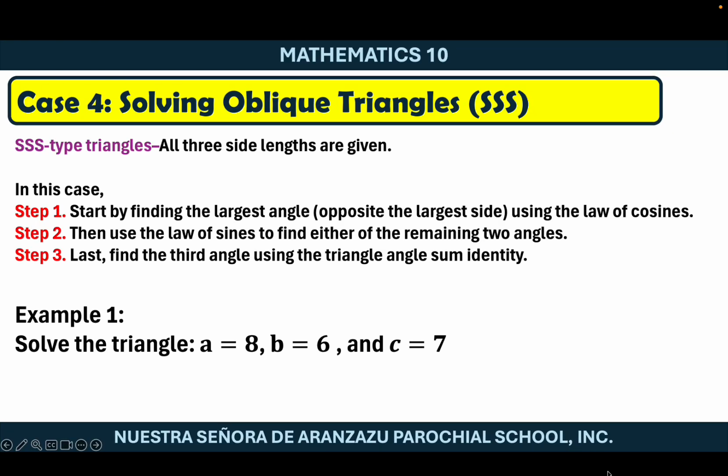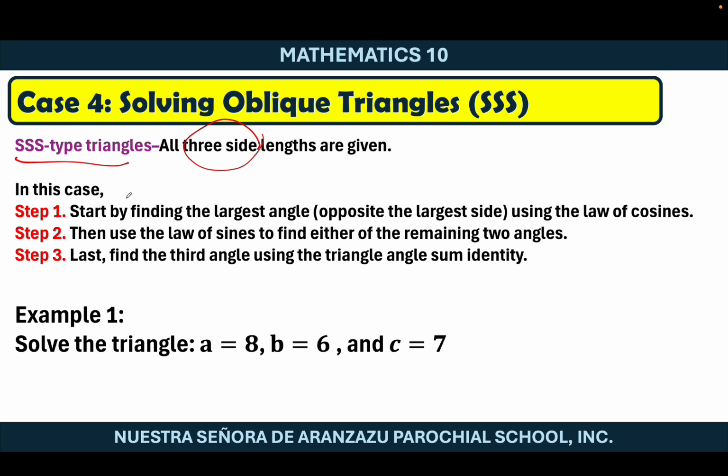Hello everyone, so today we are going to discuss case 4 of solving an oblique triangle. In this case, we are going to encounter an oblique triangle wherein the three side lengths are given, which is called an SSS type of triangle. So basically, wala kang angle na makikita under this case, only the three sides.